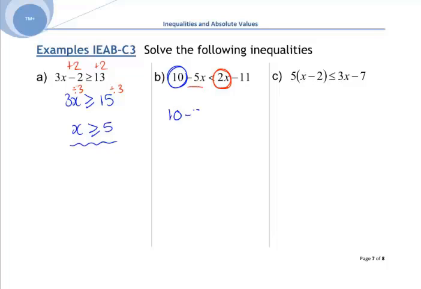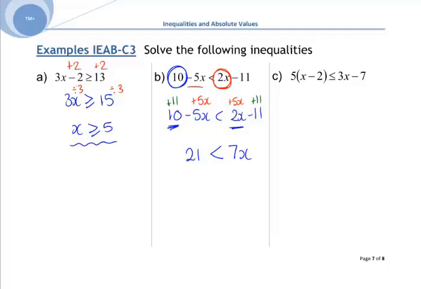I've got 10 minus 5x is less than 2x minus 11. That's going to stay and that's going to stay. So to get rid of this negative 5x, I'm going to add 5x to both sides. Okay? To get rid of this negative 11, I'm going to plus 11 to both sides. So I have 10 plus 11 is 21. Negative 5x plus 5x is 0, is less than 5x plus 2x is 7x.